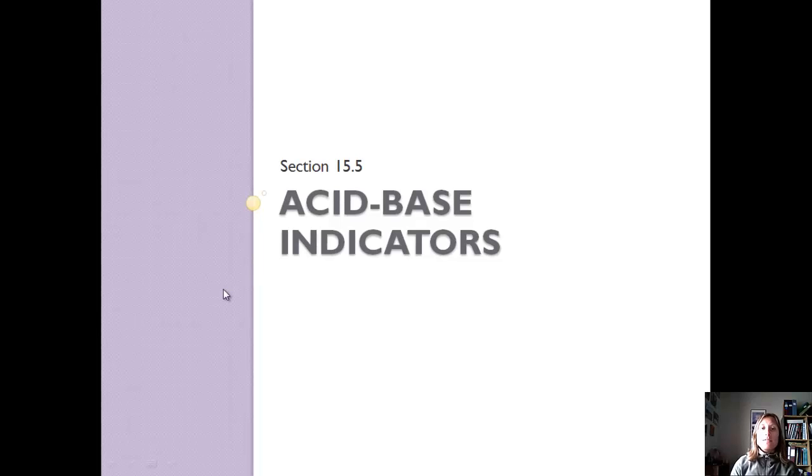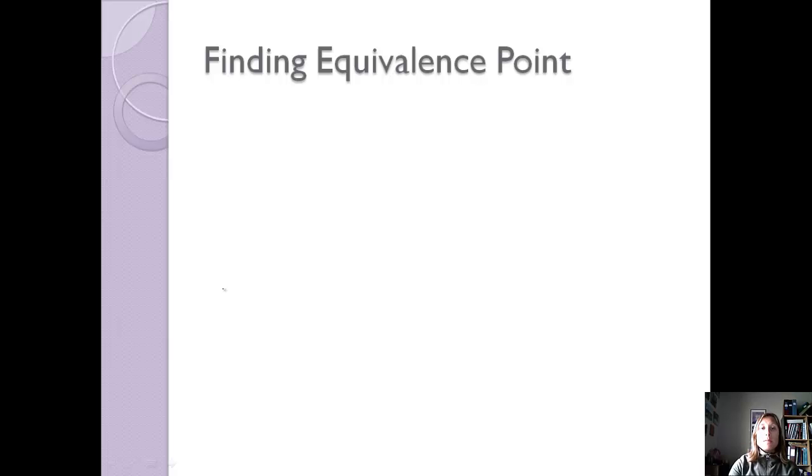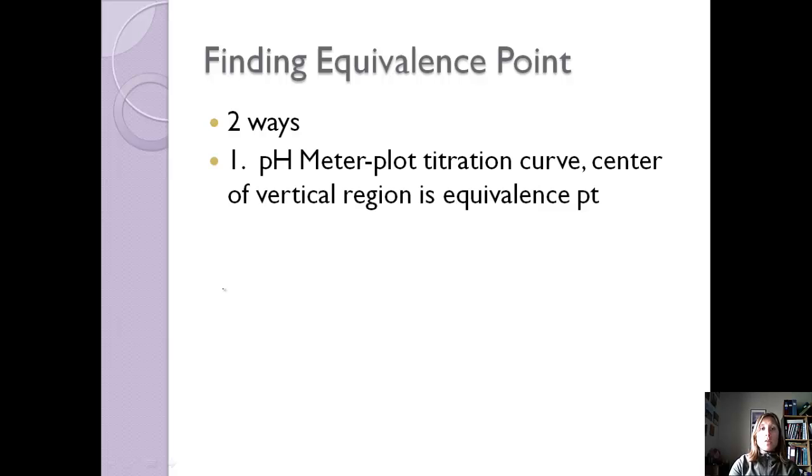Today we're going to discuss section 15.5, which involves acid-base indicators. So let's talk about finding the equivalence point. There are two ways to do this. First is to use a pH meter, so plot the titration curve, and then the center of the vertical region is your equivalence point, which remember is where your H+ is equal to your OH- concentration.